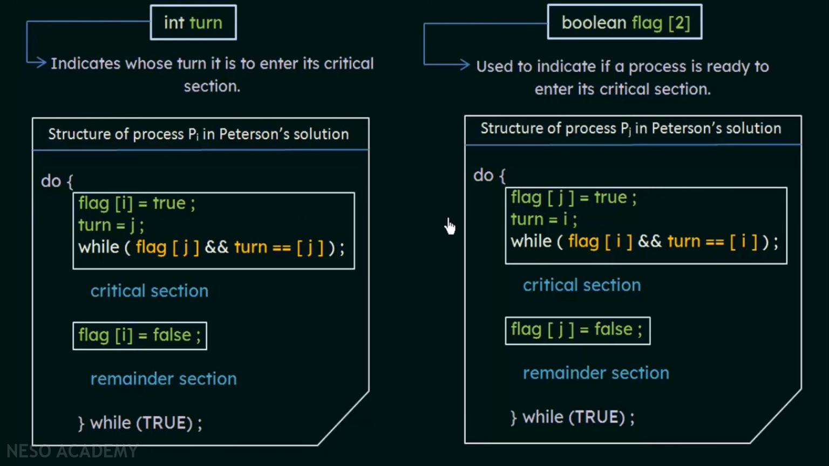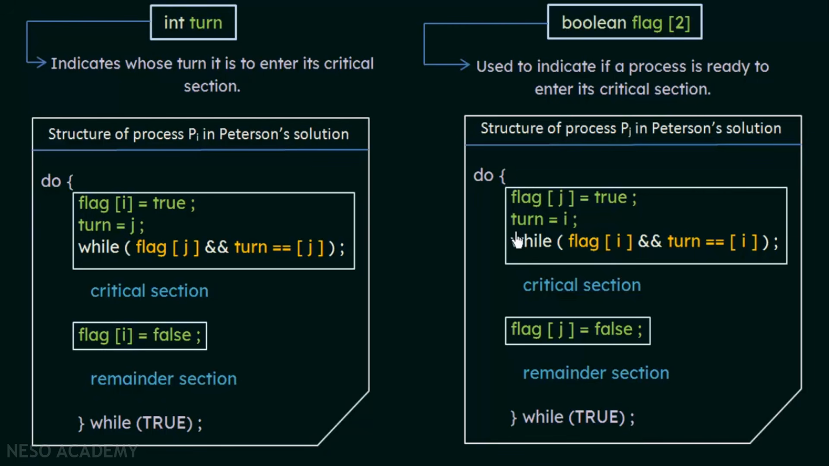I will wait. And what about process pj? Pj also does the same thing. It is saying that turn equal to i. That means if pi wants to enter its critical section, let the turn go to i. So what happens here? Turn was set to j by process pi, but after that what happens here? Turn is set to i by process pj.